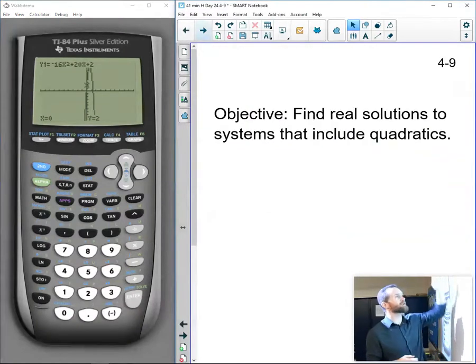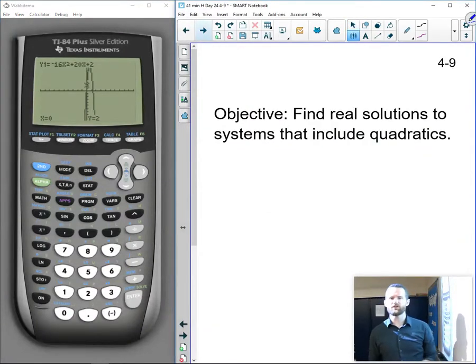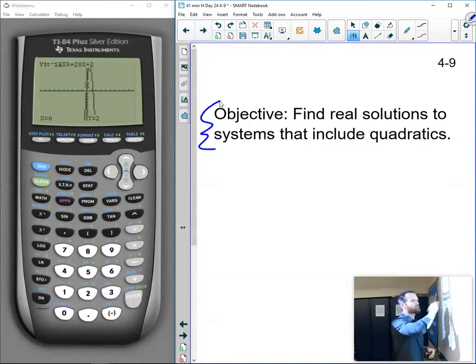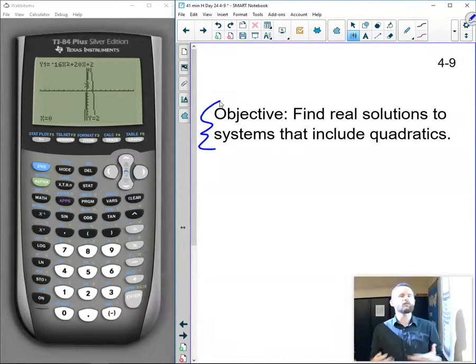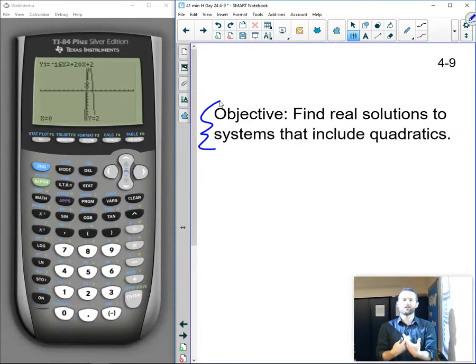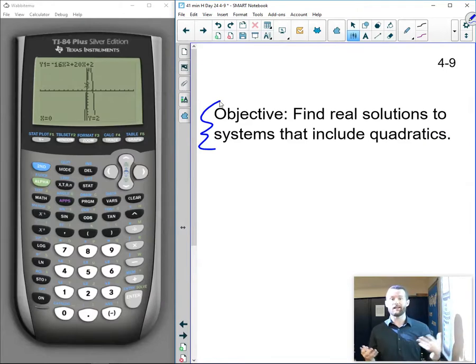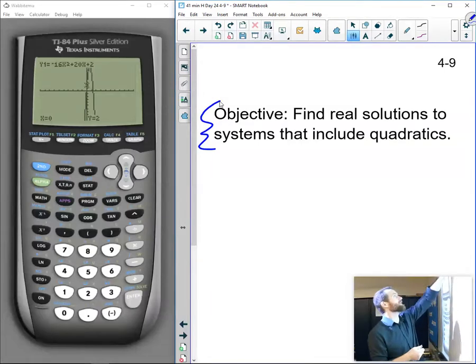So there's our warm-up. Let's take a look at the objective. Today we're doing chapter 4, section 9, and after today we should be able to find real solutions to systems that include quadratics. So systems hopefully sounds kind of familiar. That's something we did back in chapter 3. I actually really like this section, 4-9, because it's really a connection between the two chapters we've done. In chapter 3, it was all about systems, and chapter 4 is all about quadratics. And in this section, we're going to see systems that have quadratics in them.